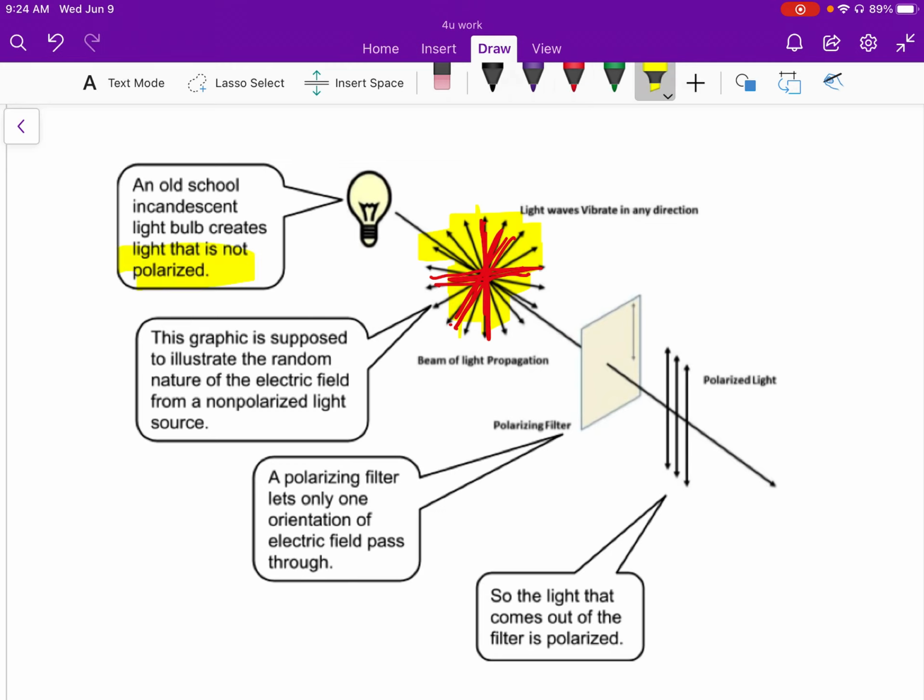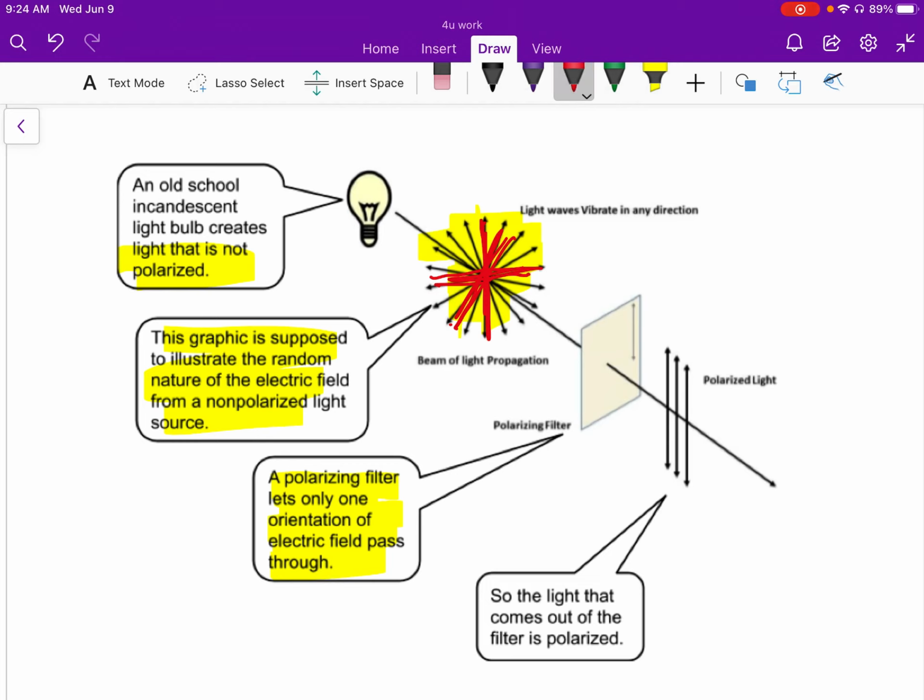Because the orientation of these waves seems to be kind of random. Our eyeball doesn't see polarization, so we would just see the light coming off the light bulb. But that's what non-polarized light fundamentally would look like. If we took that non-polarized light and sent it through a special filter, a polarizing filter, which a lot of sunglasses have, it eliminates all the orientations but one.